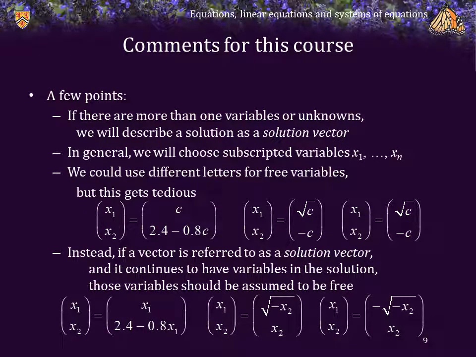Instead, if a vector is referred to as a solution vector and it nevertheless continues to have variables in that solution, those variables should be assumed to be free. So, in the first vector, x1 can take on any possible values. In the second and third, we would have to be told that x2 must be restricted to being less than 0, but that would be in an annotation associated with that solution.